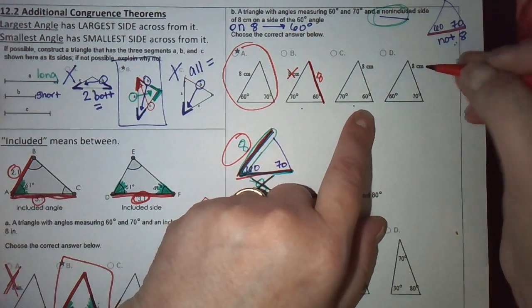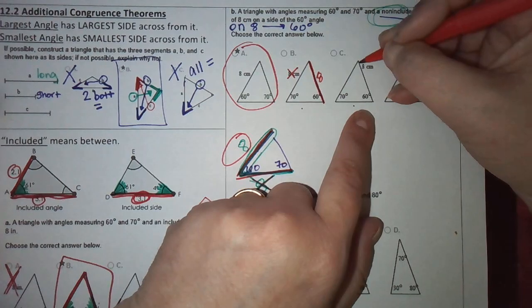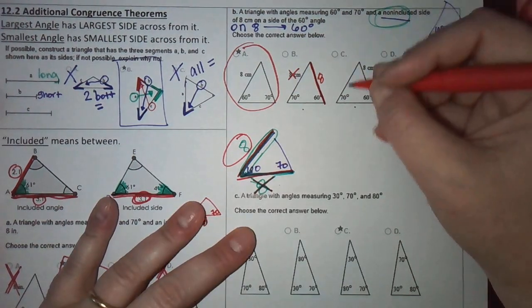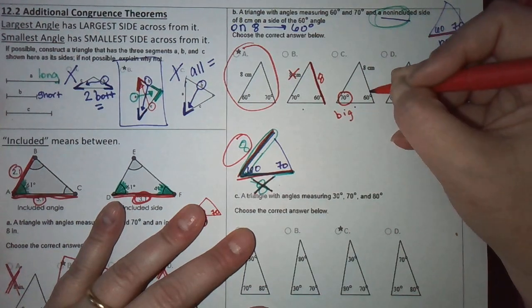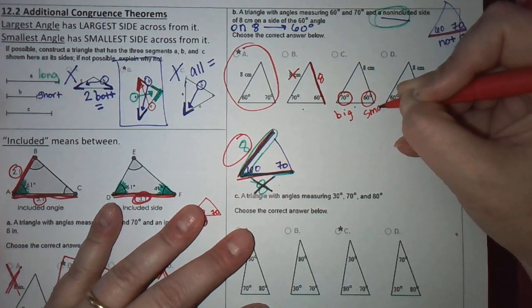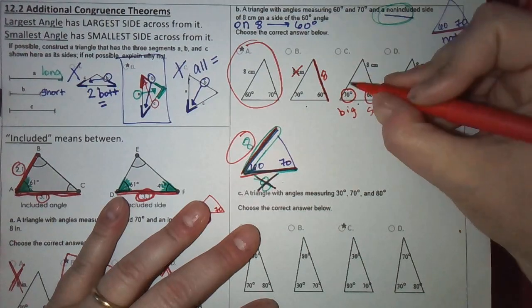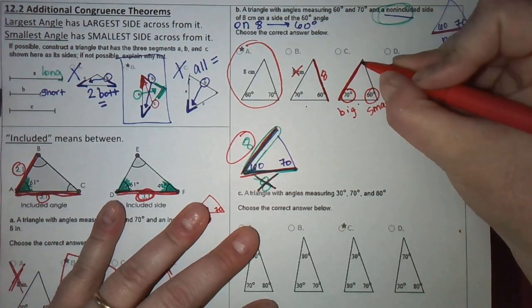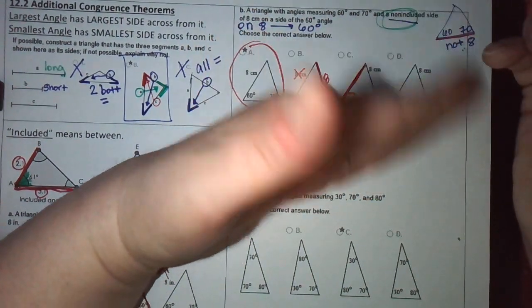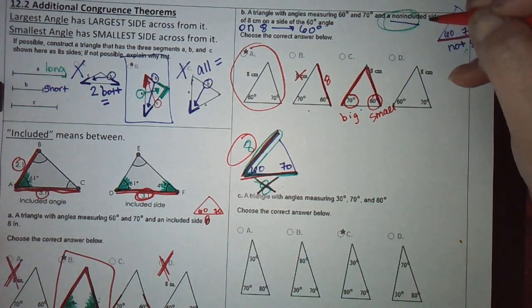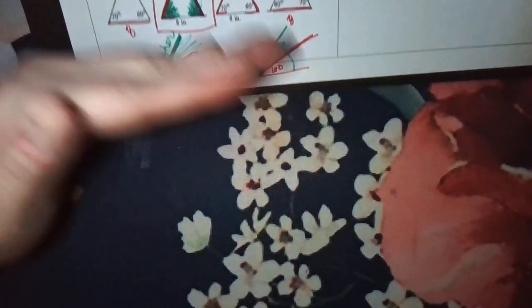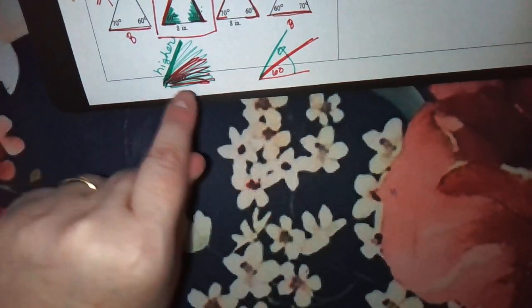Okay, C would be correct if this 70 was the biggest angle and 60 was the smallest angle. You can't tell, but this 70-degree angle, his line drops down lower than this 60-degree angle, and that's not how it's supposed to be. The lower angle drops down lower while the higher angle drops down higher. Okay, anyway.